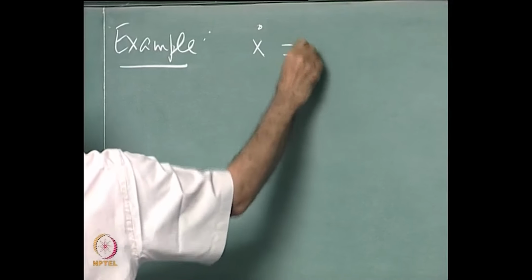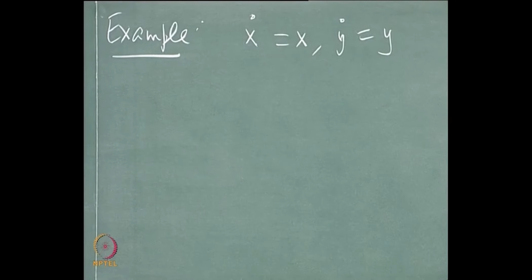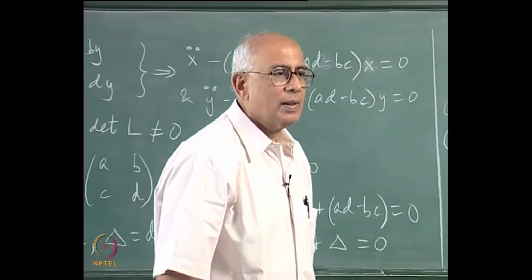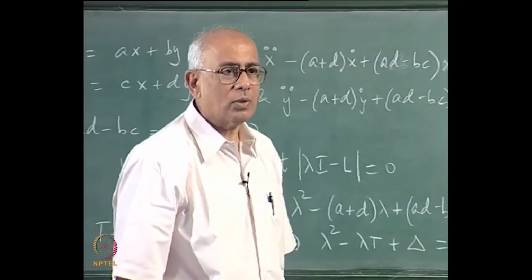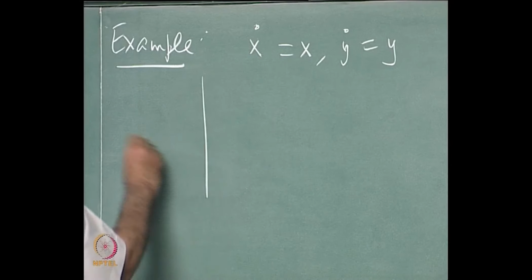x dot equal to x, y dot equal to y. What is the linear matrix L now in this case? Just the unit matrix, and the two eigenvalues are +1 and +1 each, a repeated eigenvalue. What would you say is the solution to this? Let us draw the phase diagram now.